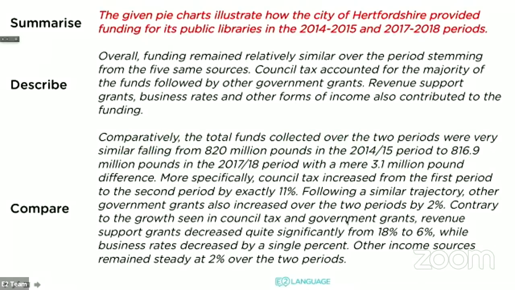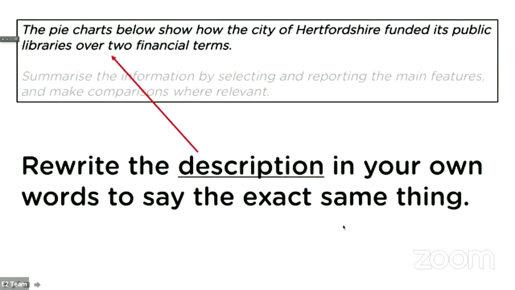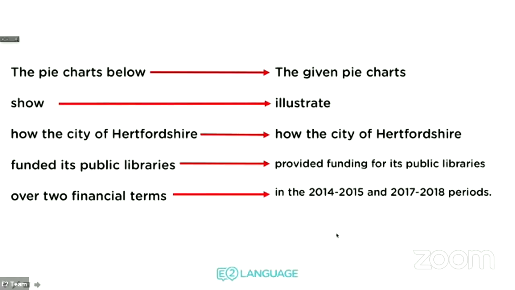That's this part here. All you need to do to summarize is rewrite that first sentence, the description, in your own words to say the exact same thing. So we're going to use paraphrase, we're going to use synonyms, we're going to rewrite this sentence in our own words. And this is how I did it.